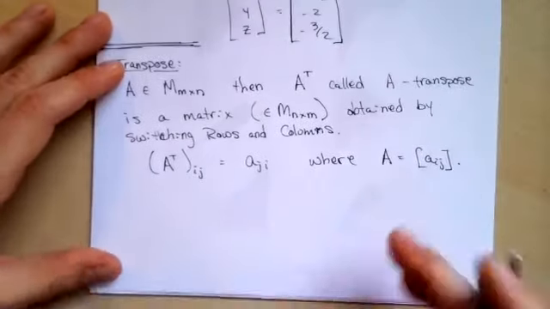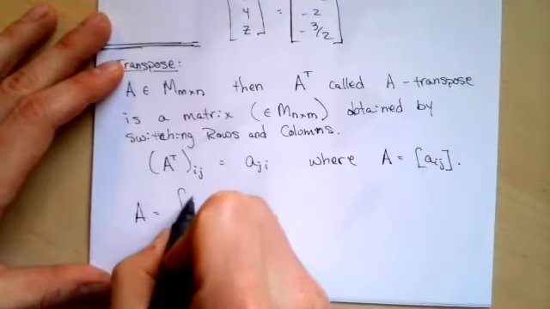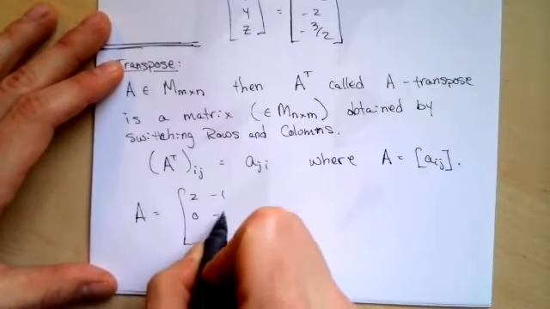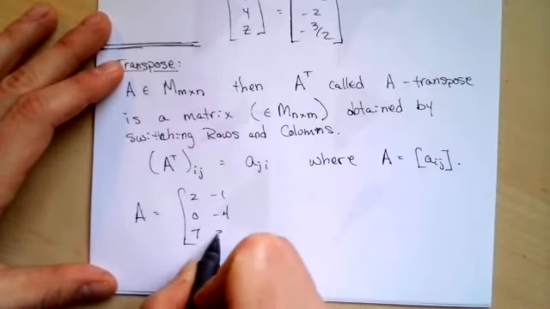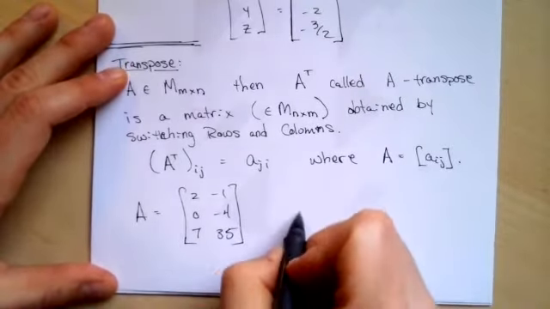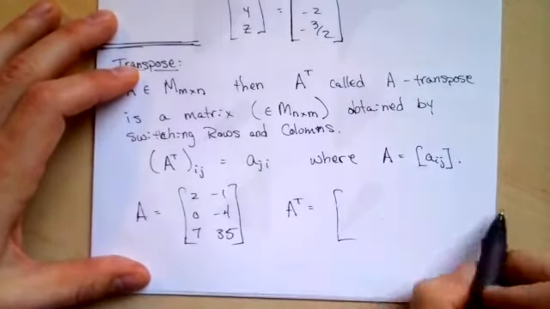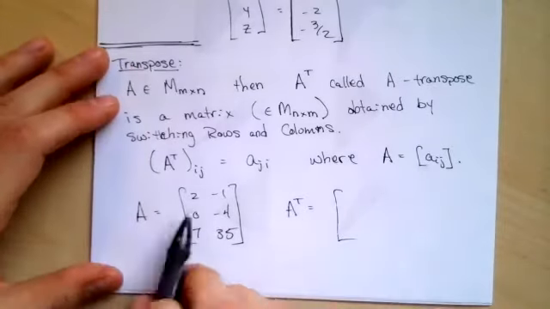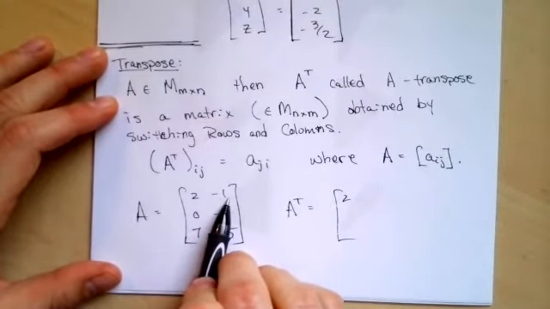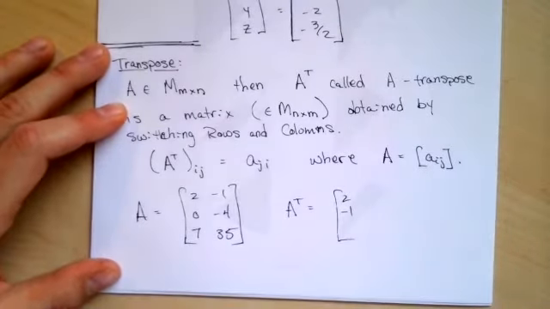So that's the formal math, easily enough to just see an example to see how this works. Let's say A is a matrix, and let's do a non-square matrix. So let's do 2, minus 1, 0, minus 4, 7, and 35. Then A transpose, the diagonals stay the same. So 1, 1 is going to be 1, 1. This one has position 1, 2, is now going to go to position 2, 1. So the minus 1 will be there.